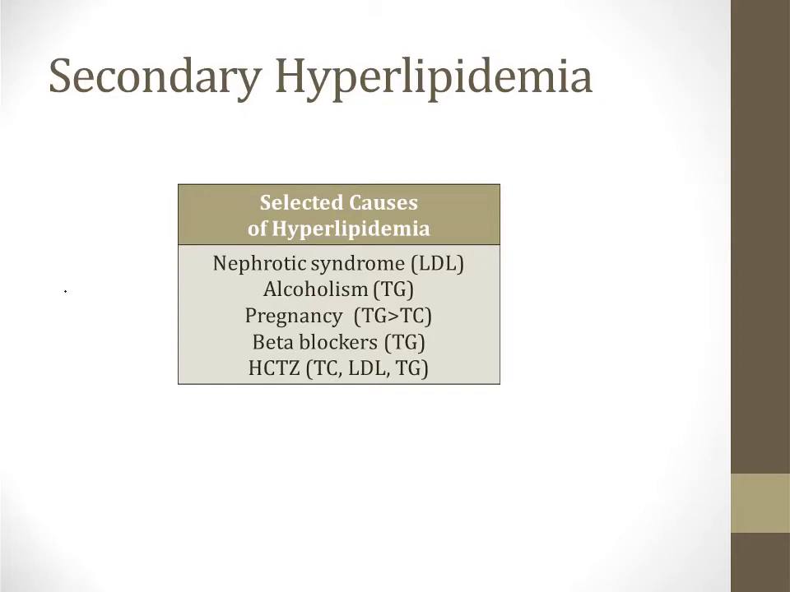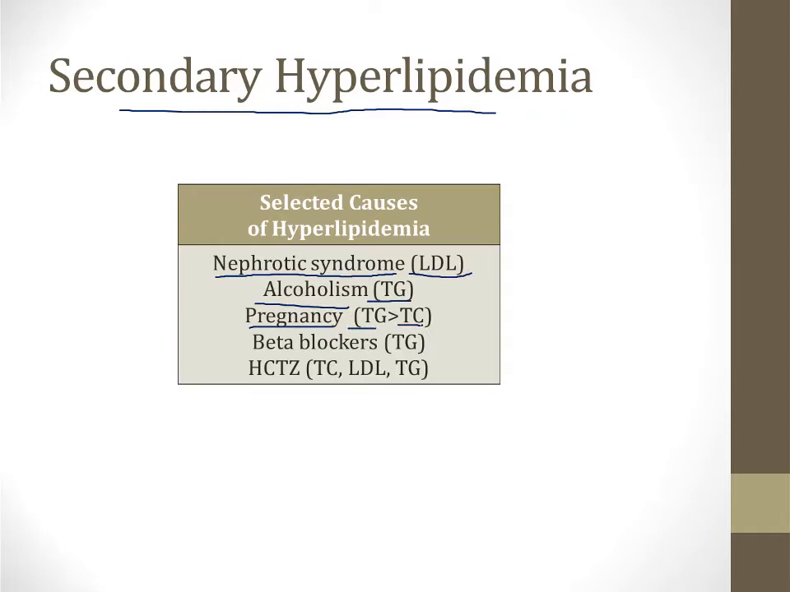But you should remember that there are some causes of secondary hyperlipidemia. There are lots of these, but I've listed some of them that are worth knowing, especially for step one, on this slide. Patients who have the nephrotic syndrome develop hyperlipidemia. It's one of the components of the nephrotic syndrome. They typically have elevated LDL levels. Patients who are alcoholics often have high triglyceride levels. It's normal for lipid levels to increase during pregnancy. Usually the triglycerides increase much more than the total cholesterol, but both will go up.